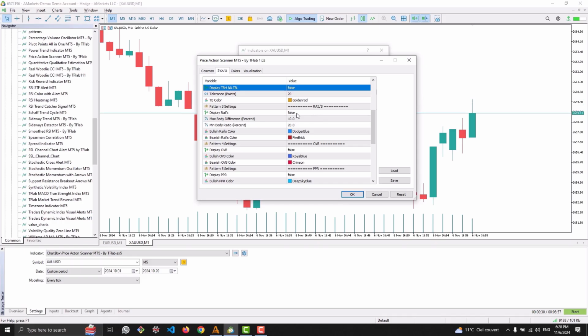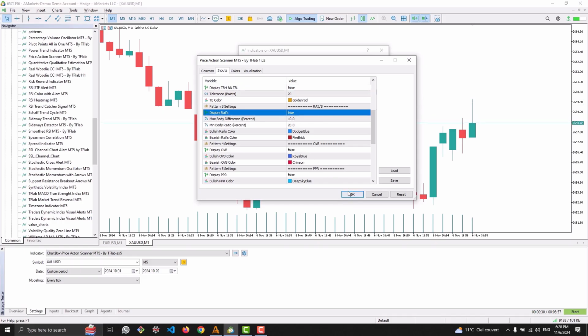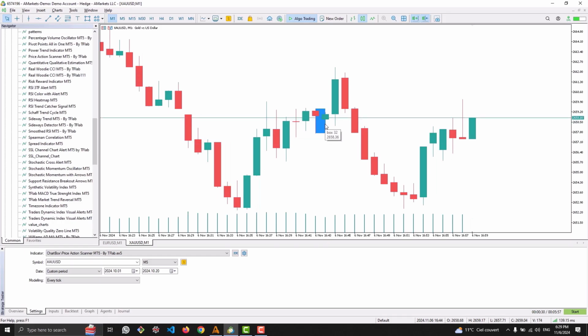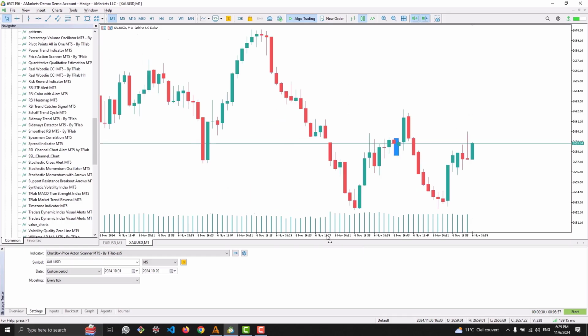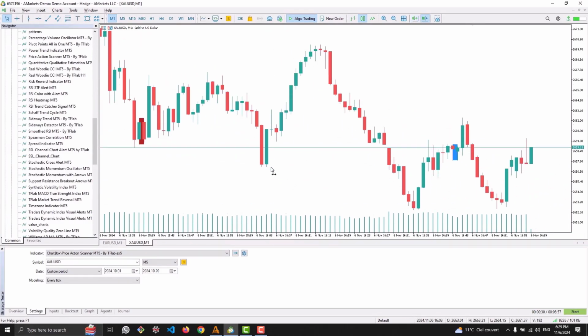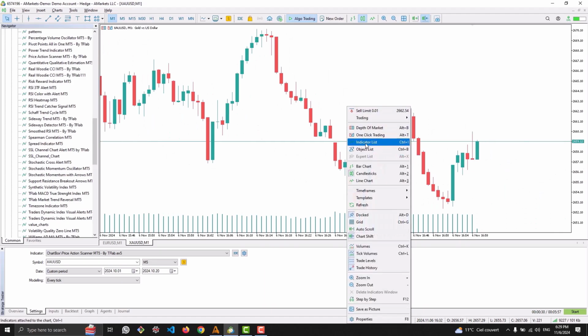The next pattern is the rails pattern. This pattern forms when the bodies of 2 candles are approximately equal and identical, but in opposite directions, either like here. Here you see the bearish pattern, and here the bullish pattern.